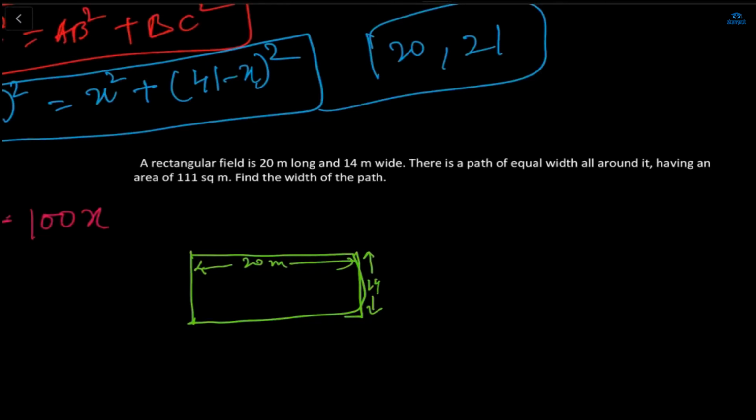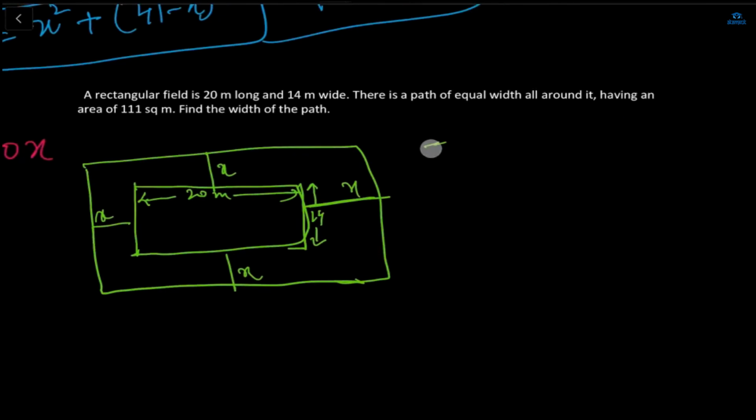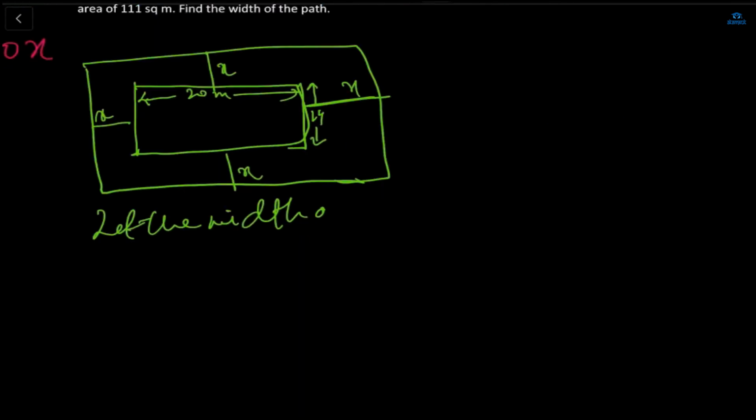So there's a path around this rectangular field, and the width on all the sides is equal. Width सब जगह आपकी equal है, and how much it is, it's not written. There's a path of equal width all around it, having an area of 101 square meter. Now you have to find the width of the path. So we can assume this as x, because this is equal everywhere. Let the width of the path be equal to x meter.